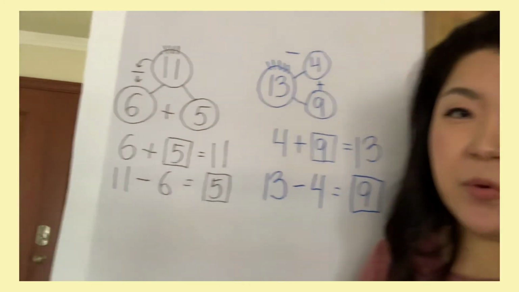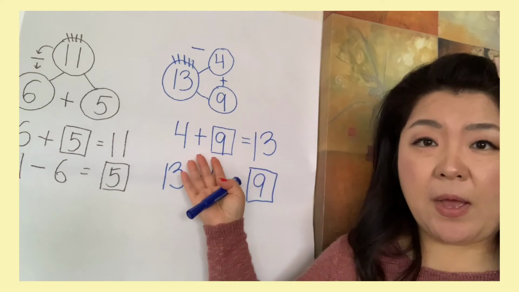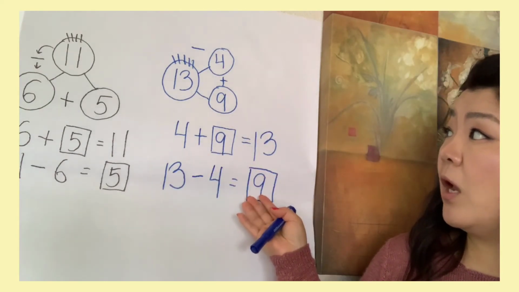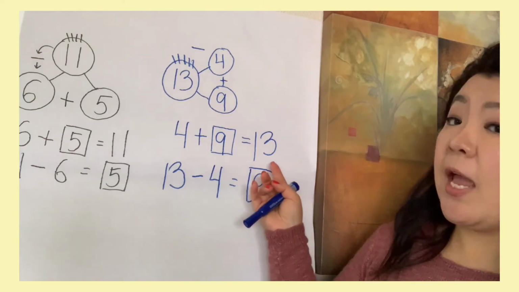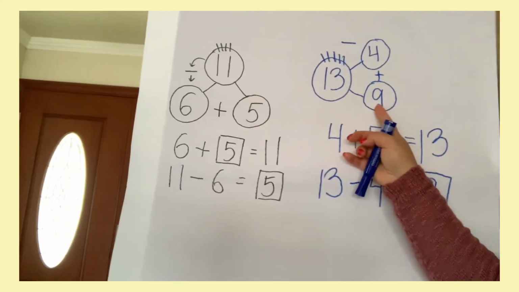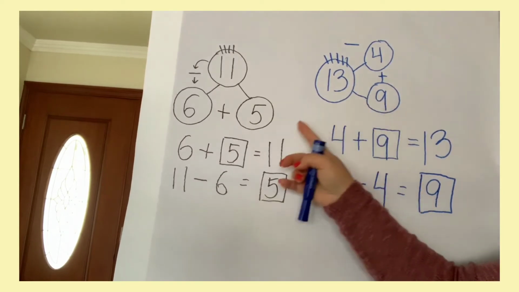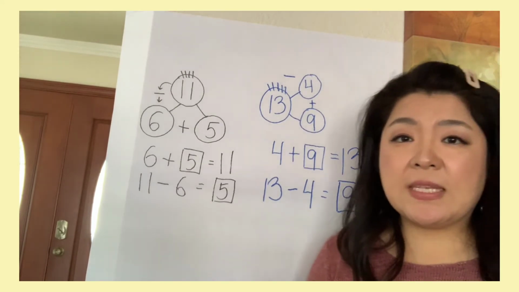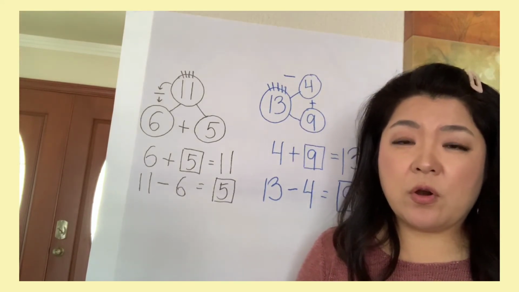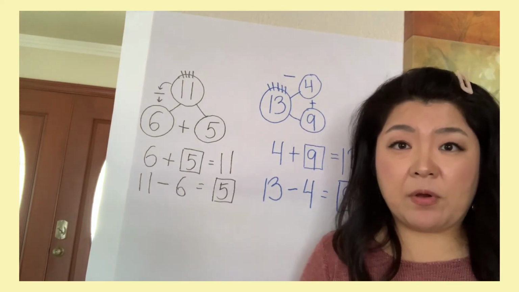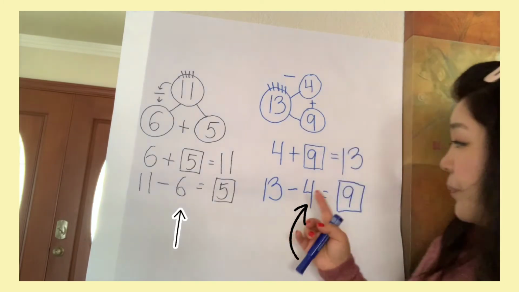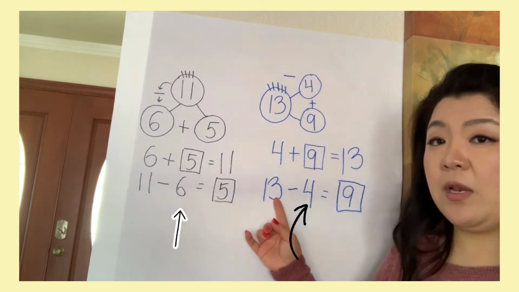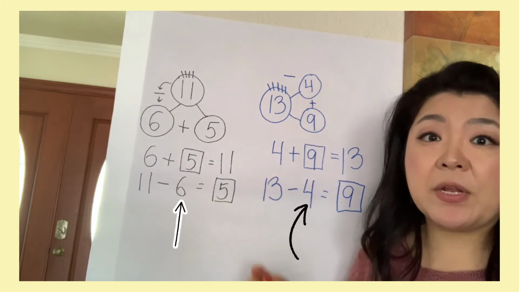Okay, so today we were able to use a number bond to help us solve the problem. Today our number bond was missing addends. This part was missing and this part is missing. You could also use a number bond to do a missing subtrahend, which is the second number in a subtraction problem. Or you could do a missing minuend, which is the first number in a subtraction sentence.